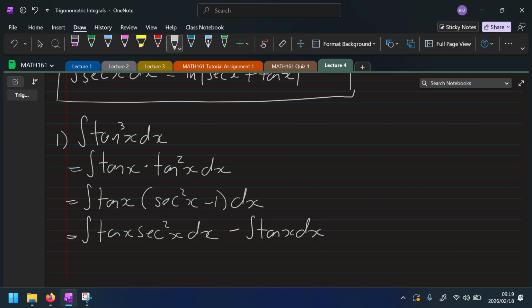Okay, quick reminder, what is the derivative of tan? Sec squared. So for the first problem, if I let u be tan, what does that integral become? U du. So what's the integral?